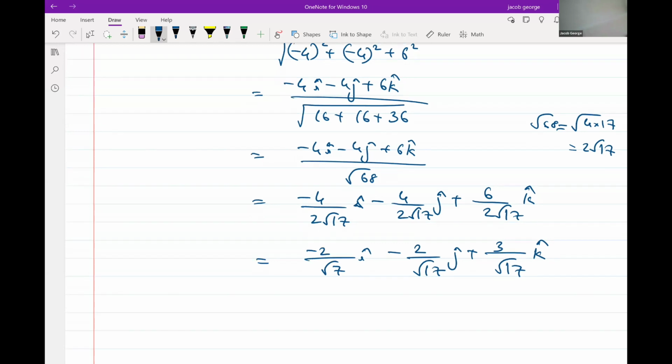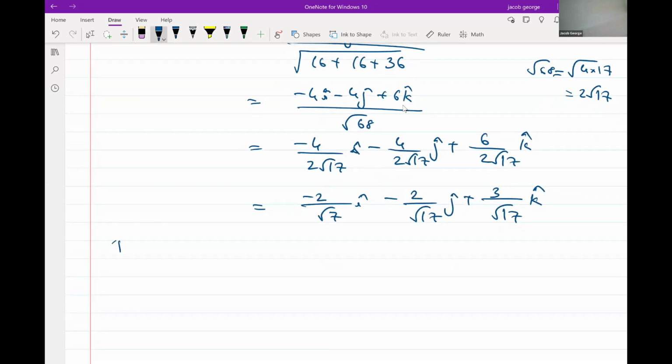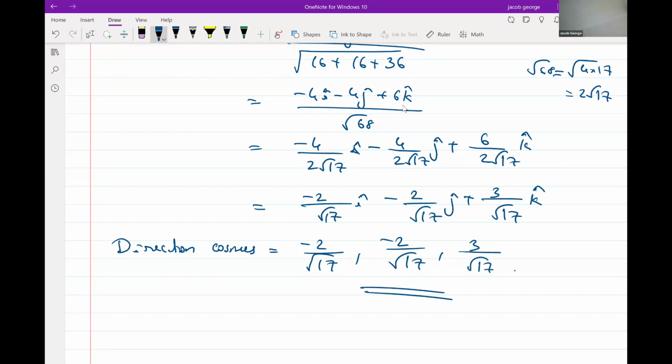Okay, and these coefficients are the direction cosines. So the direction cosines are minus 2 by root 17, minus 2 by root 17, comma 3 by root 17. These are the direction cosines. Clear? This is the introductory part of 3D.